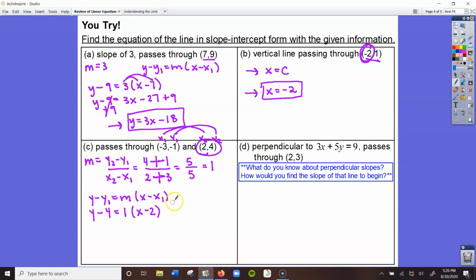So remember, our first step is to distribute. Now, it's just a 1. We distribute a 1, it's just going to be the exact same thing, right? 1 times anything is just itself. So y minus 4 is going to equal x minus 2. And then our final step is to isolate the y. So I'm going to add 4 to the other side. So my equation is going to be y equals x plus 2.